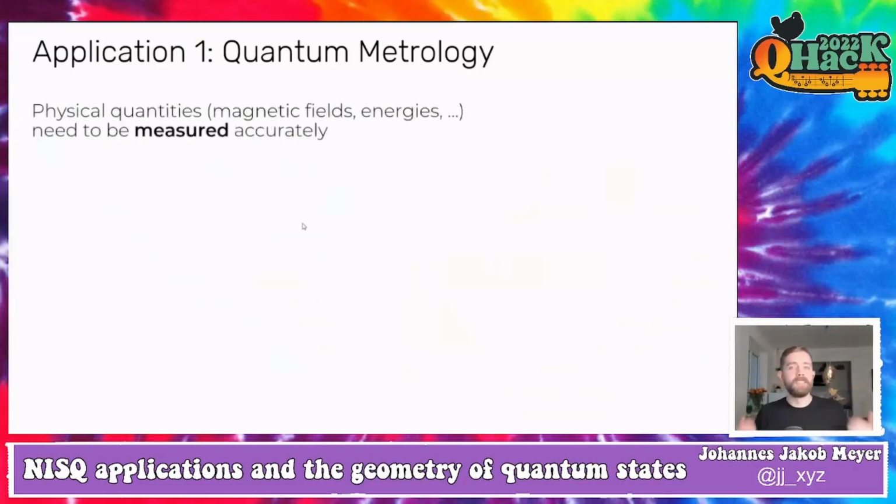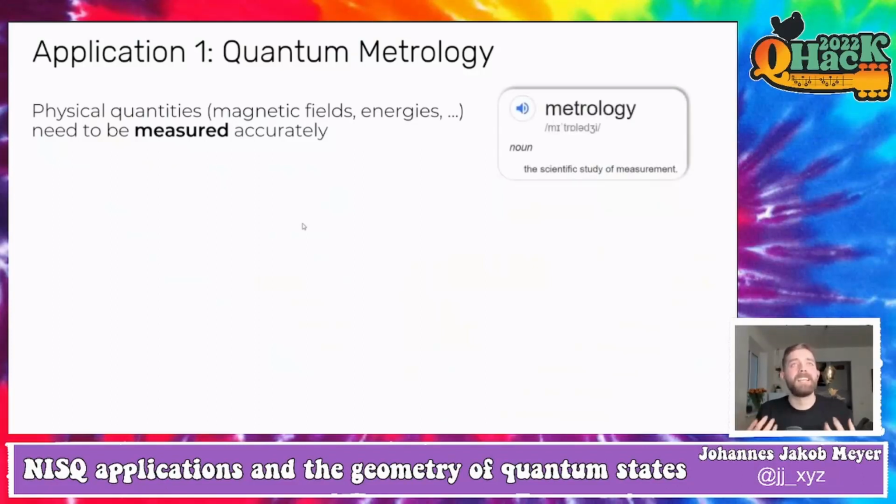So first, physicists are usually very interested in measuring quantities, like magnetic fields, energies, temperatures. And metrology is just the scientific study of measurement processes. In quantum metrology, we then study how quantum effects can help. A typical metrological protocol can be described in the following way.